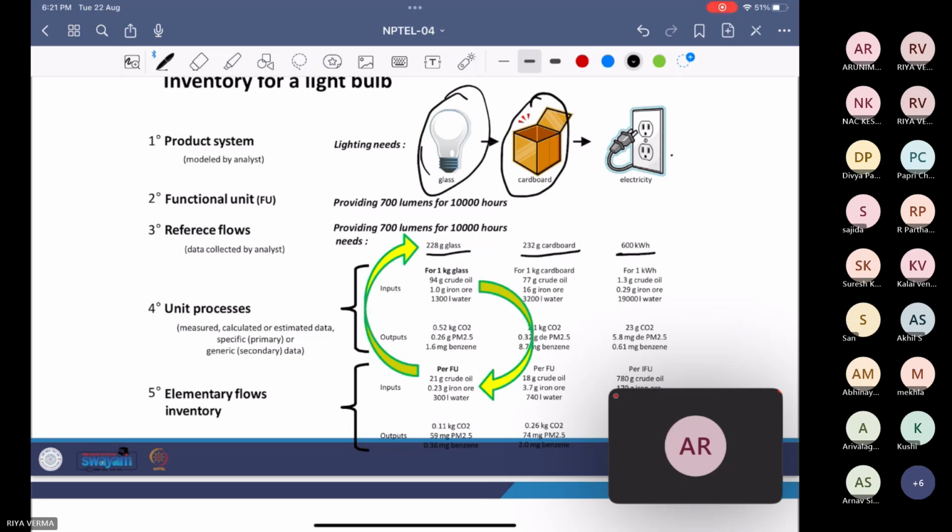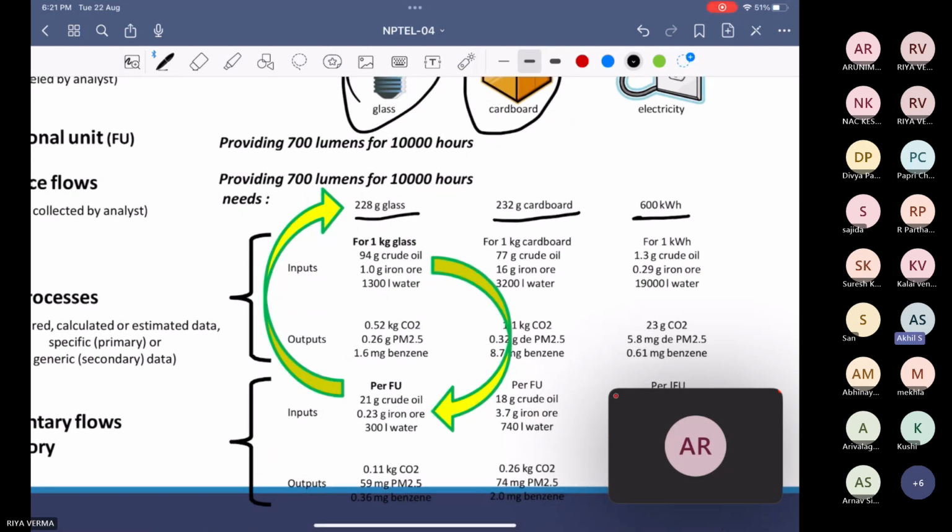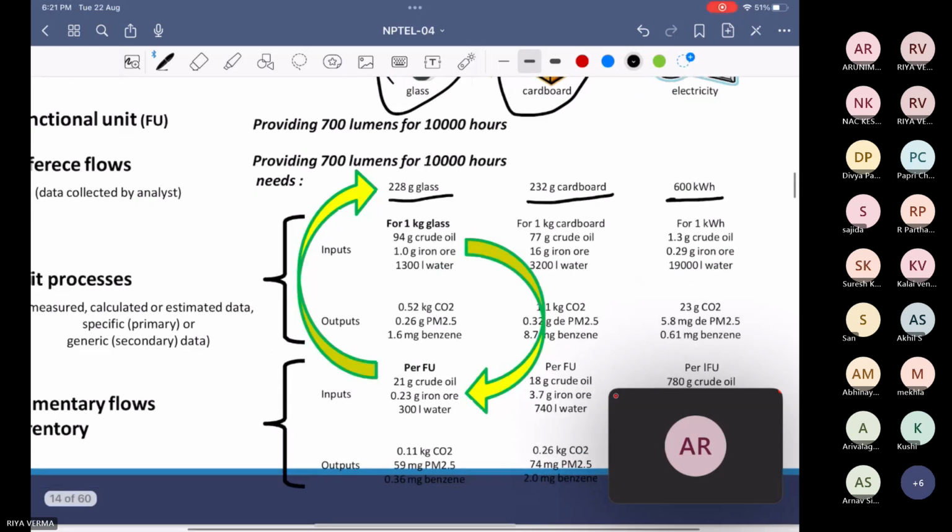Is the slide clearly visible to you guys? Like, this is very small. Shall I zoom it a bit? Now is it better?